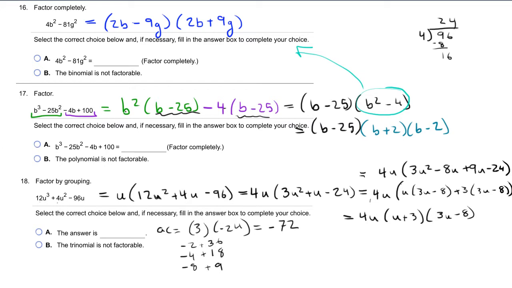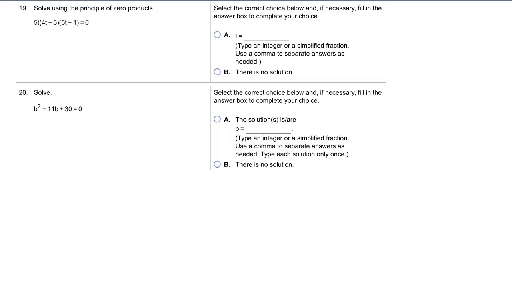Let's see what's on the next page. So we have to solve using the principle of zero products. Each one of these three, 1, 2, 3, we can set equal to 0 individually. t equals 0. We don't need to include the 5, but I think it makes it read easier when we do. 4t minus 5 equals 0. 4t equals 5. t is equal to 5 over 4.